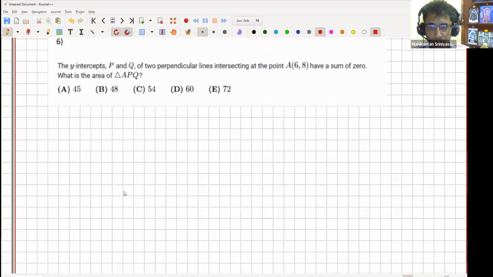Y-intercepts P and Q have a sum of 0. What is the area of triangle APQ?